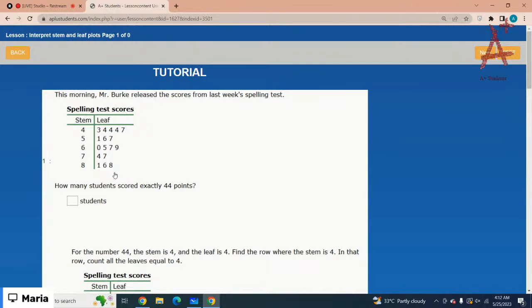Okay. How many students scored exactly 44? So you can see here you have 4 and here you have 1, 2, 3. You have 3 times 4 in the leaf. That means 3 students scored exactly 44. Let's just start with the test questions.